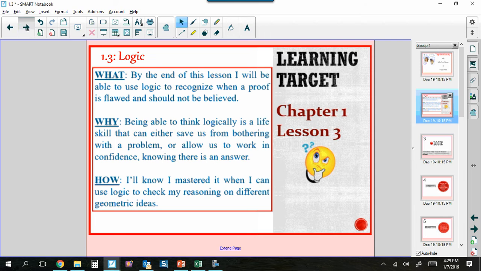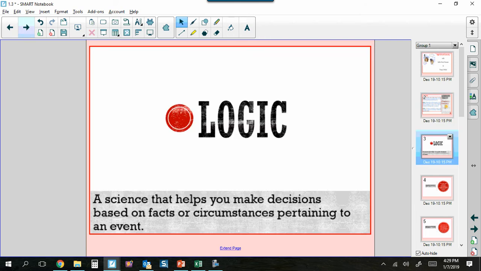First of all, what is logic? Logic is a science that helps you make decisions based on facts or circumstances pertaining to an event. So you can't just go in it willy-nilly. You actually have to have some facts to help you come up with a decision, come at it with a game plan, ready to think through something with reason. You have to have reasons for why you're doing what you're doing.